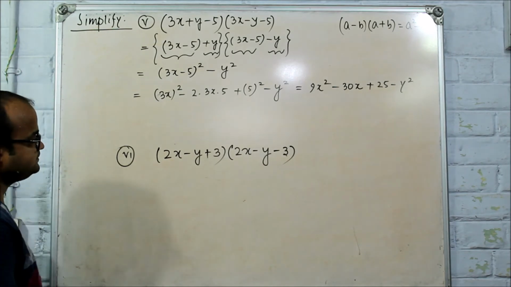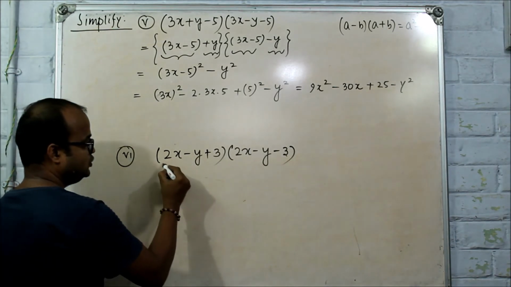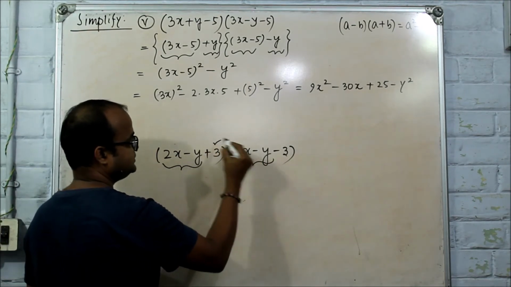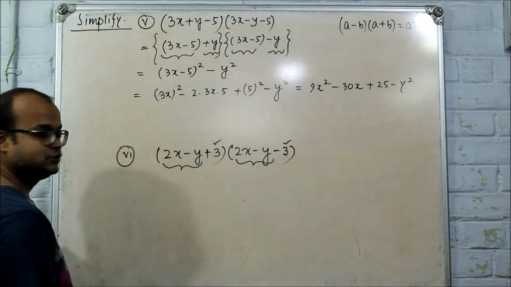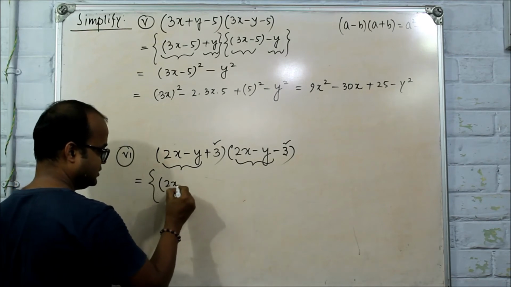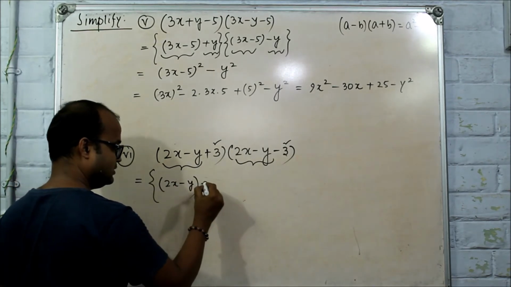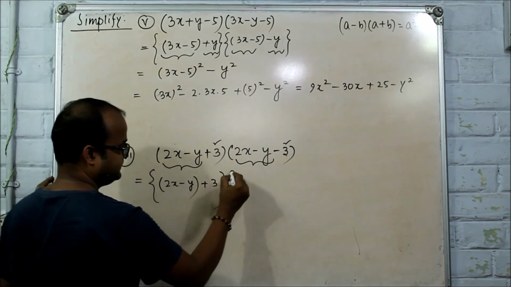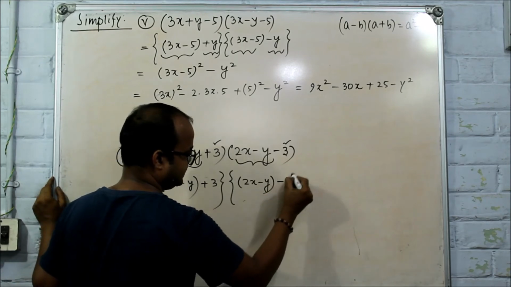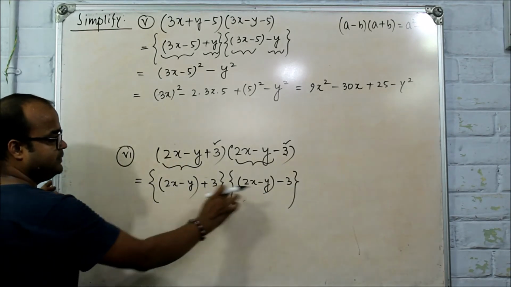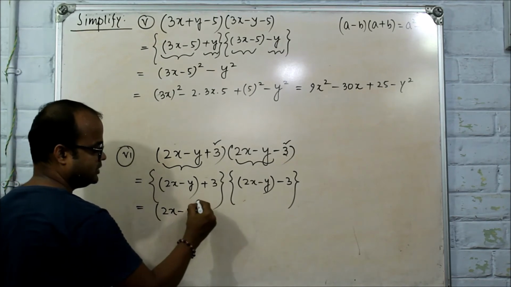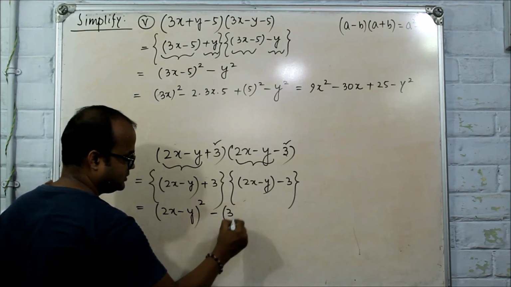Now if you look at this sum, 2x minus y plus 3, 2x minus y minus 3. Before we apply the formula, we need to rearrange the terms. So we write 2x minus y plus 3, and here we can write 2x minus y minus 3. A plus b into a minus b. So this is equal to a square, that is 2x minus y square, minus b square, 3 square.